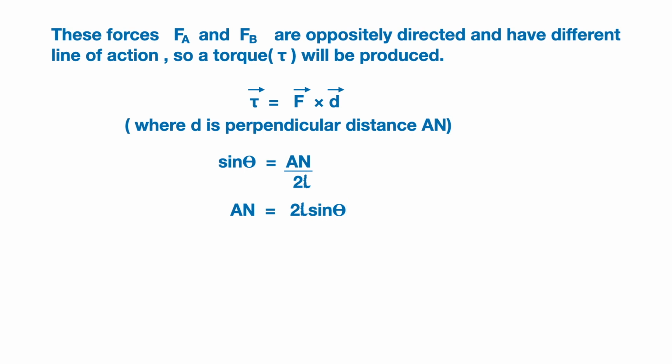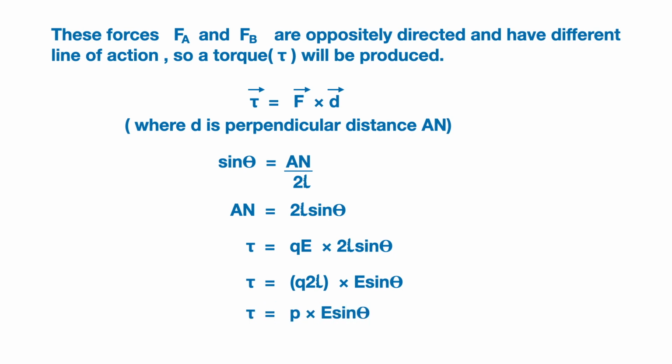So the formula for torque will be equal to qE into 2L sine theta. Now since we know that q into 2L is the electric dipole moment, we take q into 2L as one term, P, into E sine theta. So the formula for torque becomes P into E into sine theta. This can also be written as vector tau equal to vector P cross vector E. That is, the torque is the cross product of the electric dipole moment and the electric field intensity.